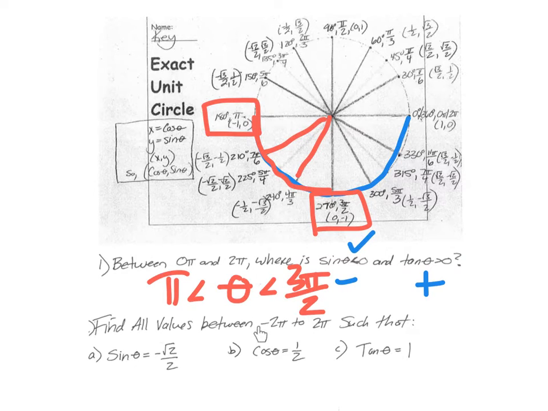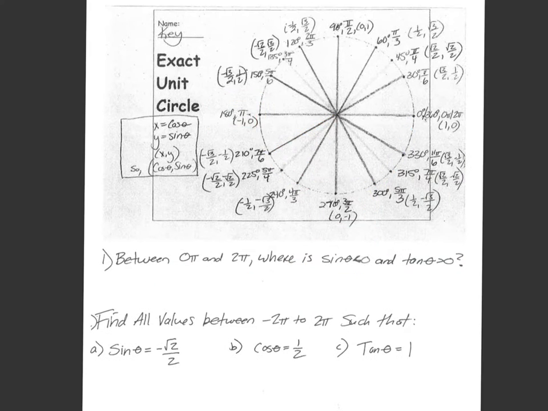Find all the values between negative 2 pi and 2 pi such that these different requirements are met. There are 3 different questions. The first one here, if we go from negative 2 pi to 2 pi, means go from 0 to 2 pi forward and 0 to 2 pi backwards. So if I do this one, I'm first going to look at the sine of the angle. Sine just means the y values.